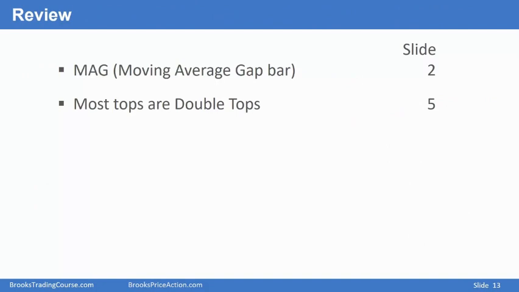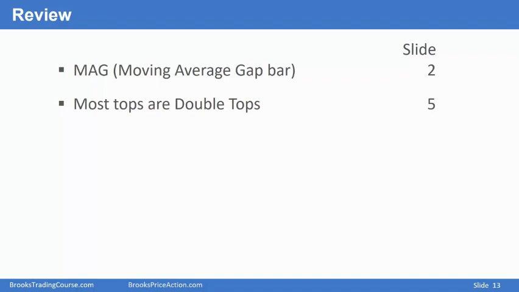I talked about moving average gap bars. For example, if you're in a bull trend and the bears get a reversal down and they put a bar completely below the moving average, the high of the bar is below the moving average. There's a gap between the high of the bar and the moving average. That's a sign of strong bears. It usually leads to the final leg of the bull trend before the bears attempt a major trend reversal.